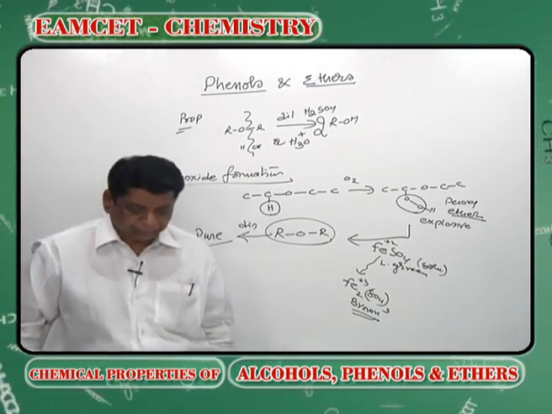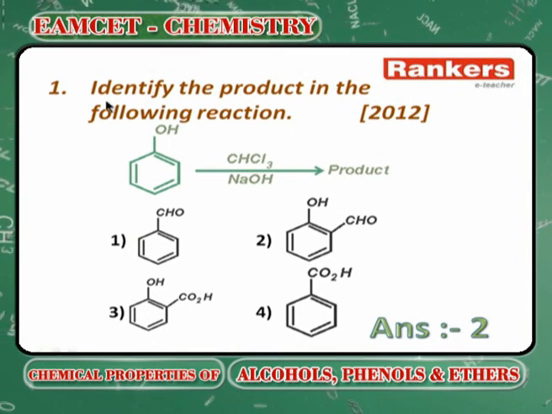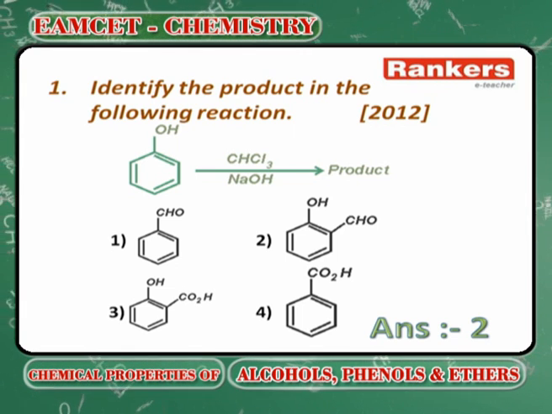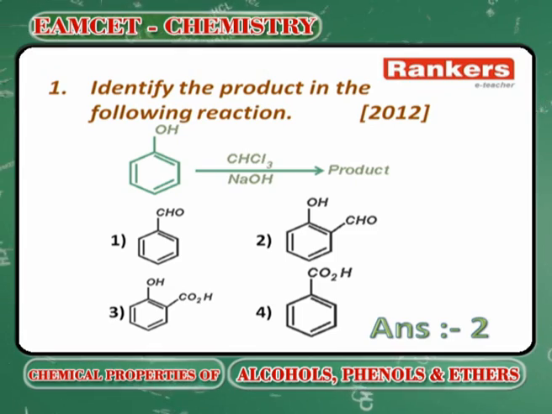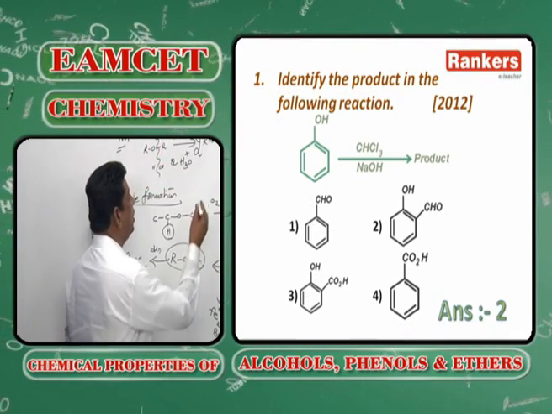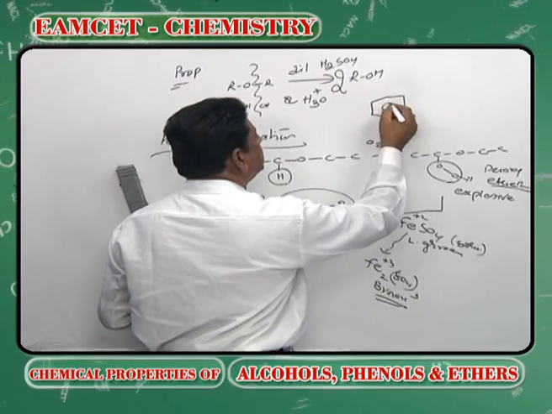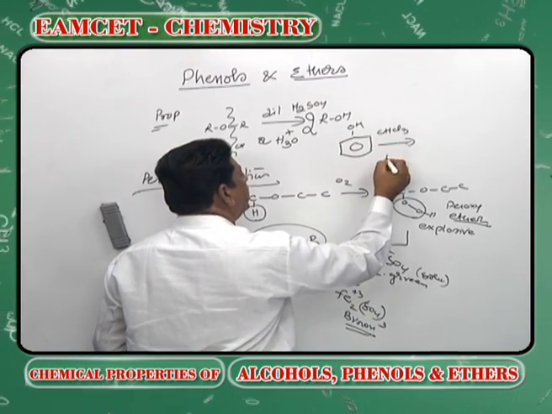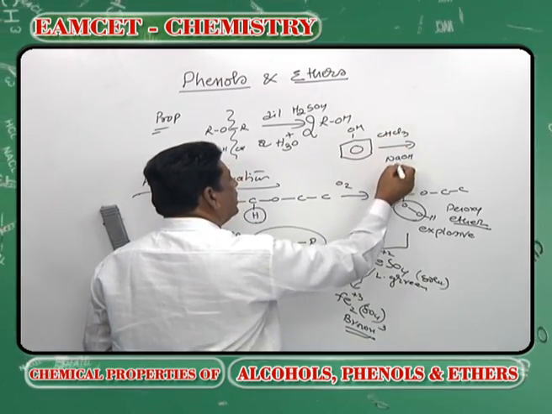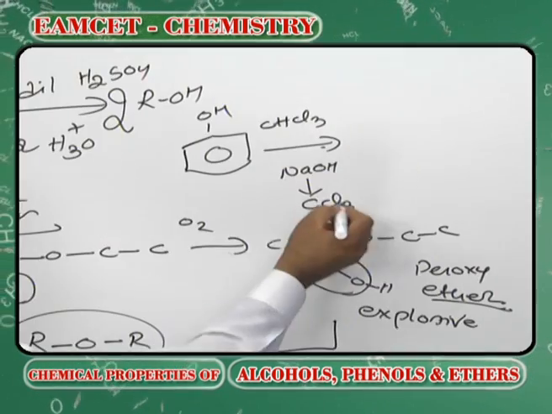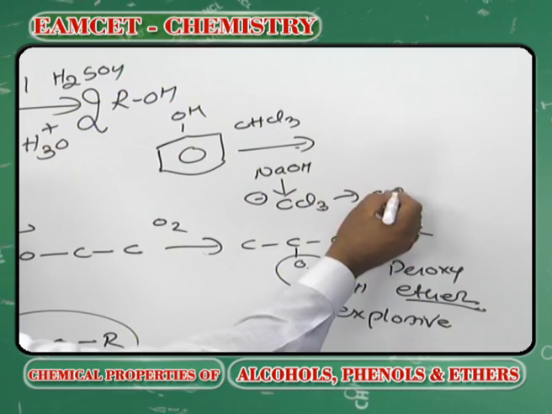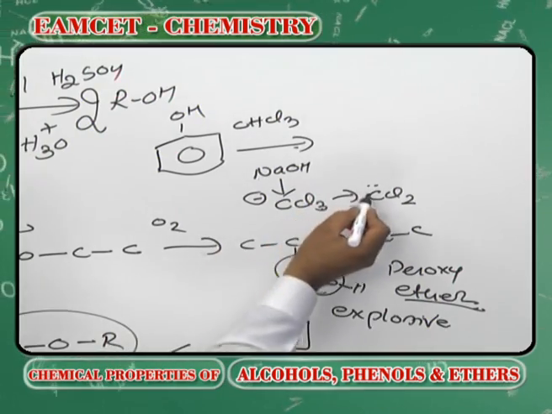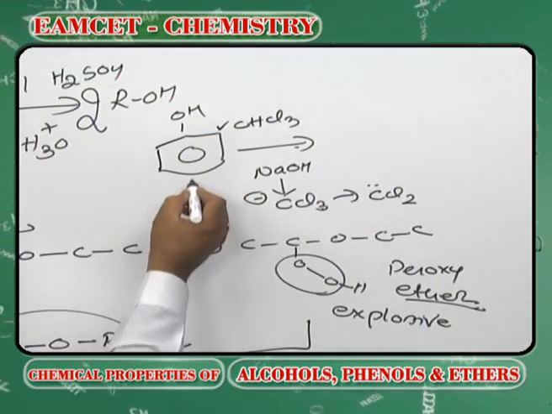This first question. Identify the product in the following reaction. This is a phenol question. We have seen in the chloroform topic, when phenol is treated with chloroform and NaOH, a name reaction we have covered, that is why I just skipped it. Chloroform reacts with NaOH, first gives CCl3 minus, from which CCl2 is liberated, which is called what? The dichlorocarbene. This dichlorocarbene acts as an electrophile, attacks at ortho and para.